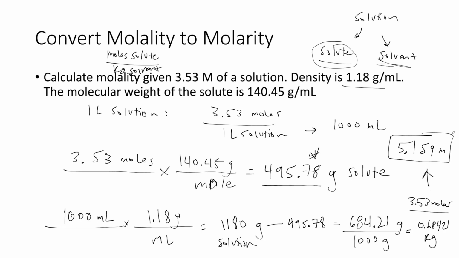So there you go, pretty simple. You basically just have to remember separating out the solute and the solvent and using the density in order to convert between grams and milliliters.